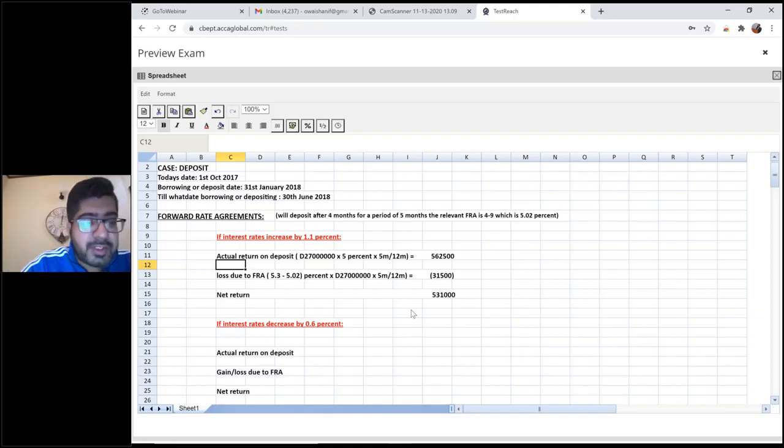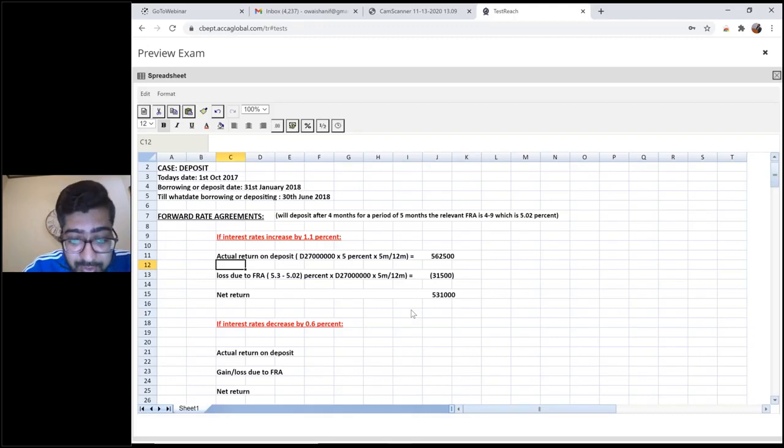Then the gain or loss due to FRA is just the difference in rates. The rates became 5.3, but we committed at 5.02. For a deposit, we committed less. It's a loss, into amount into time period over 12. A loss reduces return, therefore deduct.